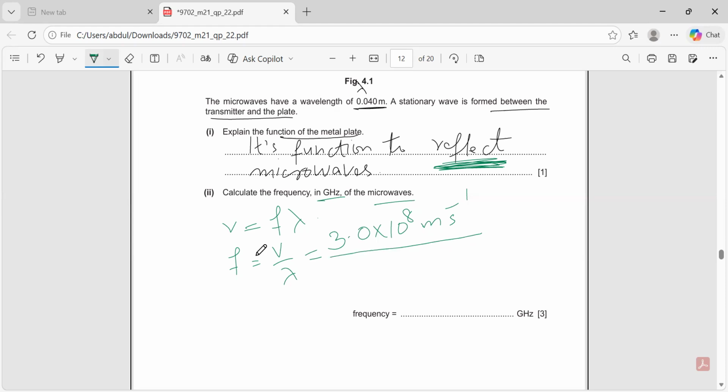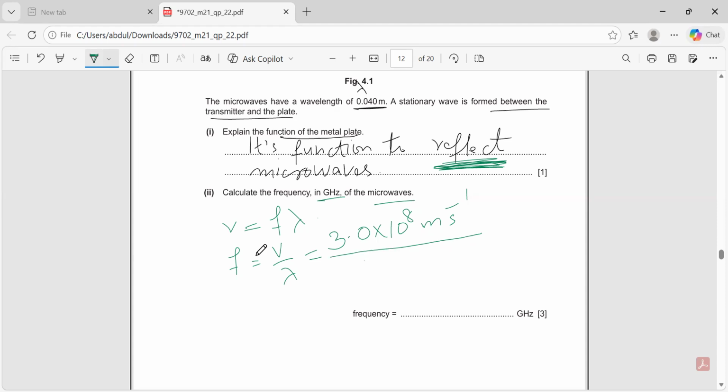All are transverse, all move through air and vacuum with the speed 3.0 times 10 to the power 8 meters per second. It was nowhere mentioned, but we know that microwave, radio, infrared, visible light, ultraviolet, X-rays and gamma rays travel through vacuum and air at the speed of light. That's what we have used.